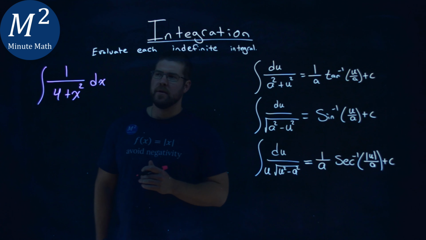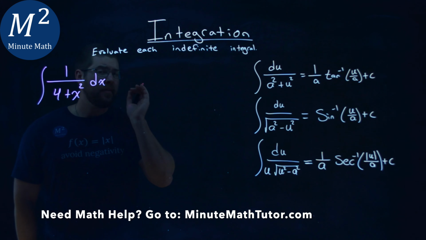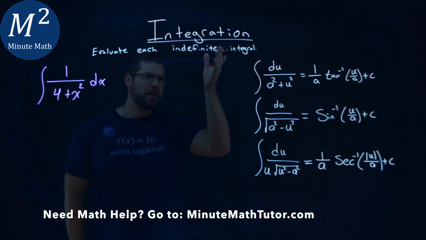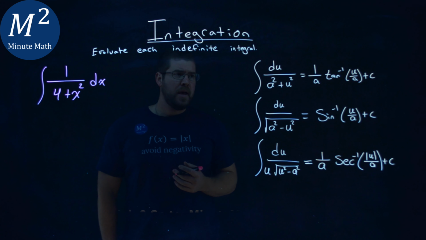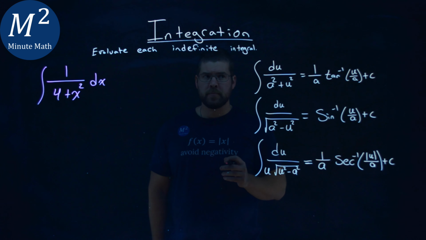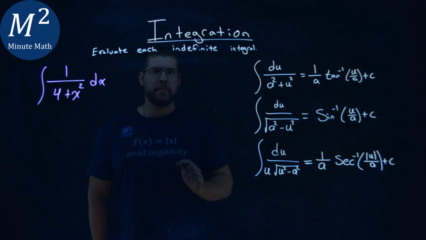We're given this problem right here, the integral of 1 over 4 plus x squared dx, and we have to evaluate this indefinite integral. Now I have some definitions here, and I want to see which one can be applied to our integral. The one that it looks the most like is my arctangent here. Okay? So let's see if we can find an a value and a u value that match up.